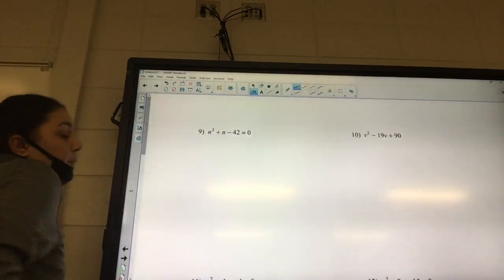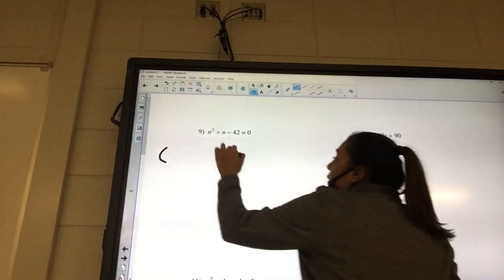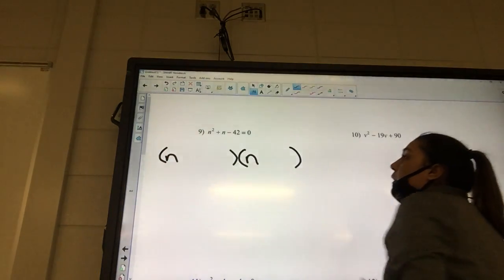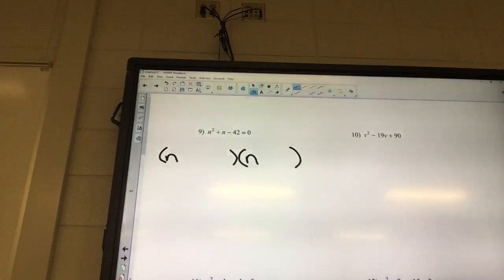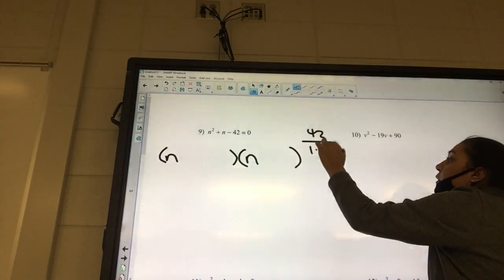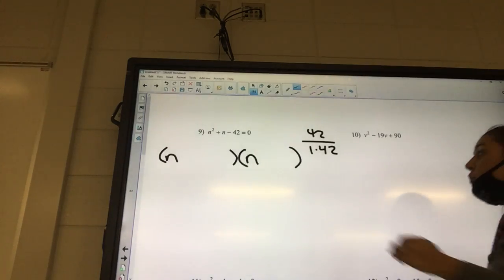Okay, look at 9. What's the first thing we do? Put the n's in parentheses. Yeah, we're going to draw 2 parentheses and we're going to put the n's in. Okay, what are we finding factors of? 42. 1 and 42. 2 and 21.